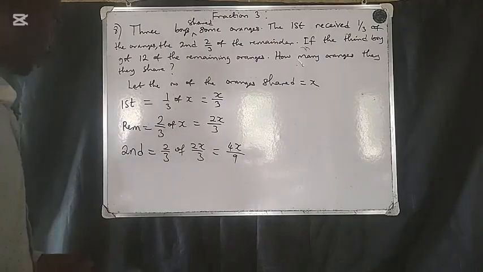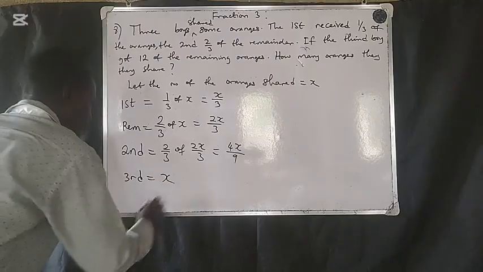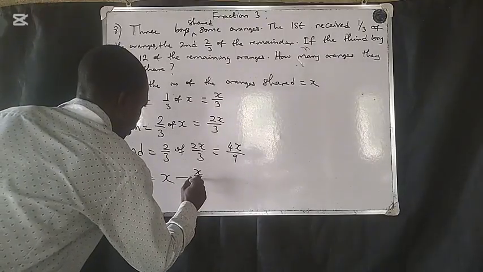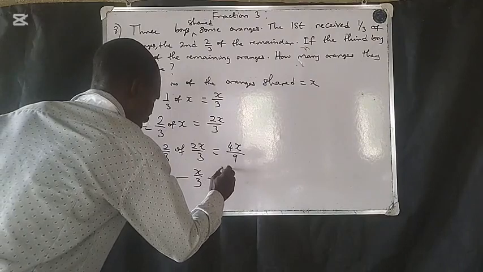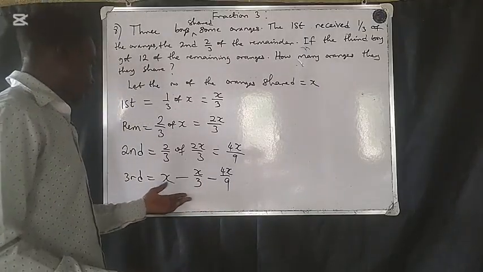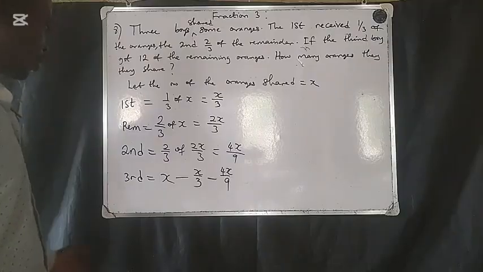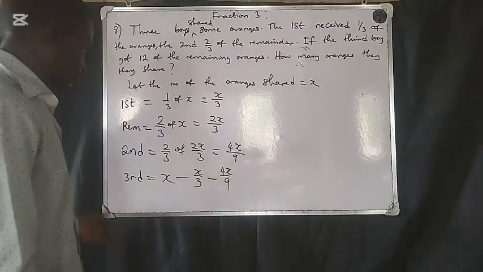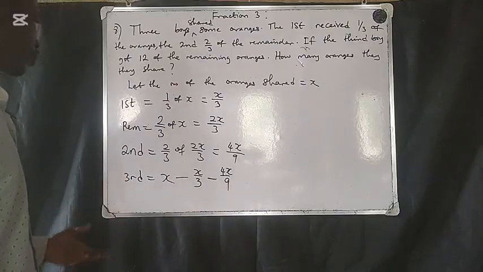Now let's find the third boy's share. That third boy, if I know the total share and I remove the first boy's share, which is x/3, and I also remove the second boy's share, which is 4x/9, if I remove the 2 boys from the total orange, I should be able to arrive at the third person's share. So the third person's share is this. How do I know? Total orange minus first boy's share minus second boy's share should give me the third boy's share.